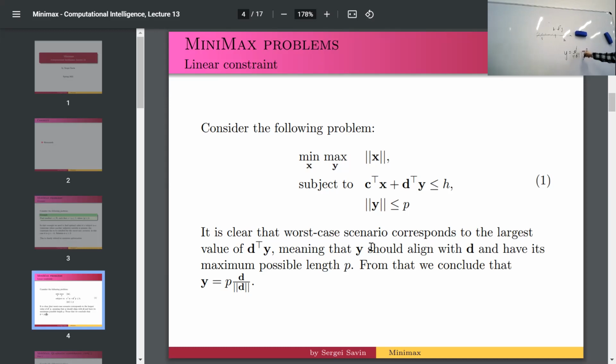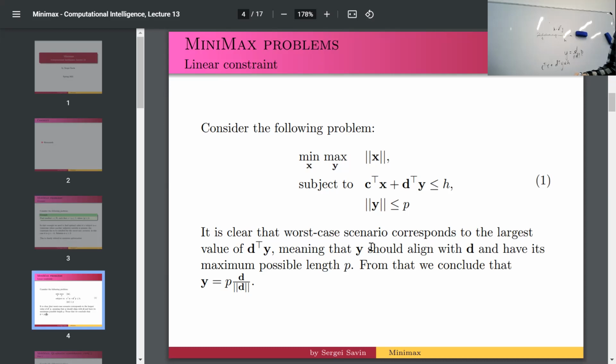Except its length, this is a unit vector. Length has to be multiplied by P. So that's the story. Now, let us substitute this thing back into this constraint. Our constraint is, remember, Cx plus dy less than or equal to H. So let us substitute this thing there.